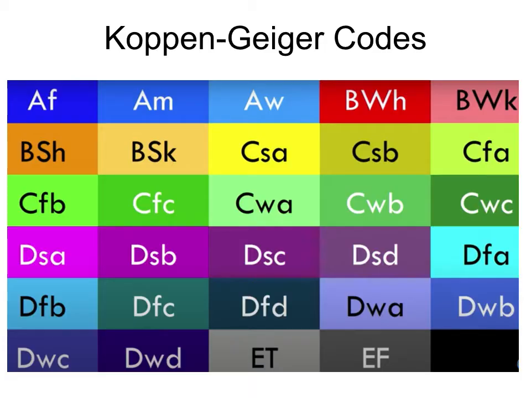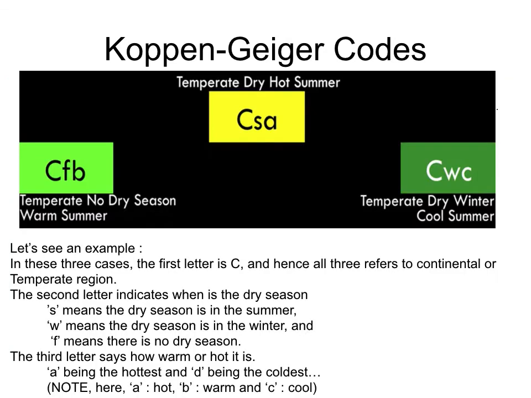Now the Köppen-Geiger codes have many subdivisions. Each of the categories A, B, C, D, E is further subdivided to give a more precise indication of temperature and precipitation patterns, resulting in 2 or 3 letter Köppen-Geiger codes. We'll see how to decode this. We are considering 3 different codes from the Köppen-Geiger codes: CFB, CSA, CWC.